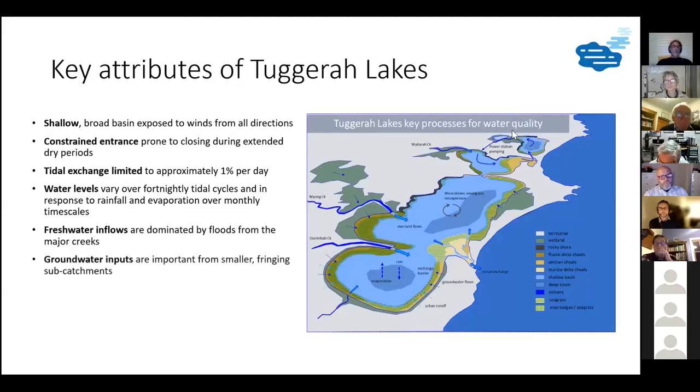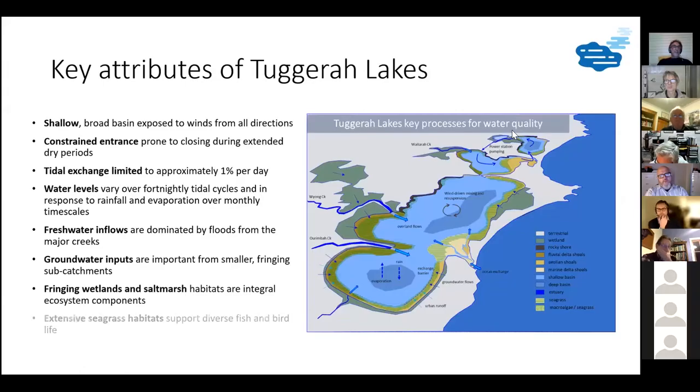There are also a lot of groundwater inputs that we're starting to learn about from the fringing catchments, the low-lying wetlands and fringing sands, and these are potentially very important. Those fringing wetlands and salt marsh habitats, due to the water level variation, are really integral parts of the lake ecosystem. And the lakes support a very extensive seagrass habitat, one of the largest and most extensive in New South Wales. These seagrasses support diverse fish and bird life.